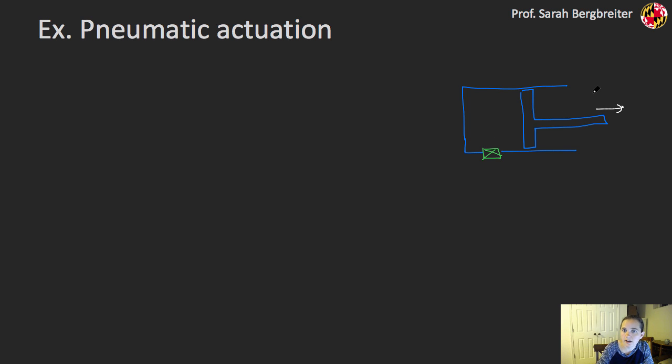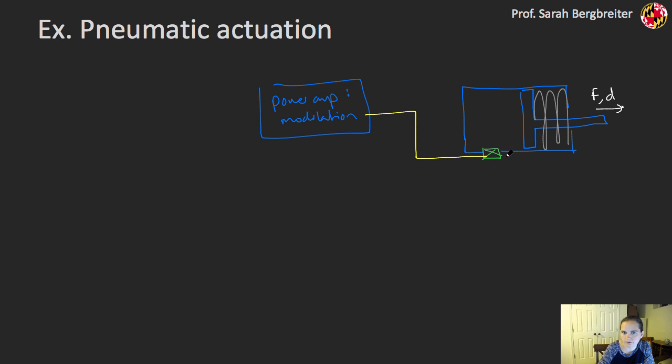So out of this, I'm going to get some force and displacement at the end of my piston here. In this case, maybe I've set this up with some kind of spring associated on here so that it can return and I don't need to push air in on the other side. In this case, my power amplification and modulation stage would probably consist of that valve right there. So this stage would effectively be driving this valve. So let me define that. That's my valve right here.